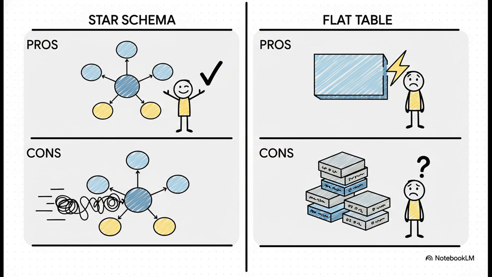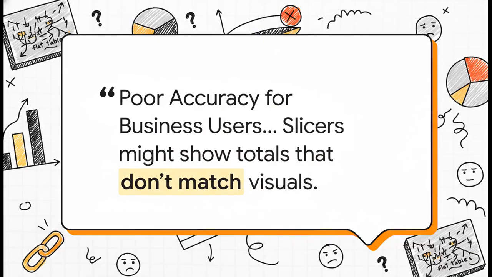The flat table, its pros are those simple join-free queries and the potential for incredible speed. But the cons? Whew, boy! You've got massive data duplication and a maintenance nightmare. Imagine having to update a customer's name in 10,000 different rows. Yikes. And that last point, confusing users, that can be an absolute deal breaker.